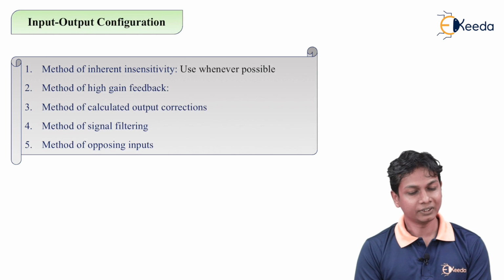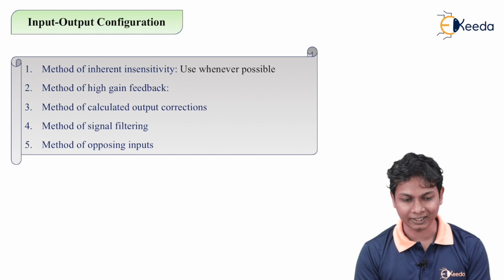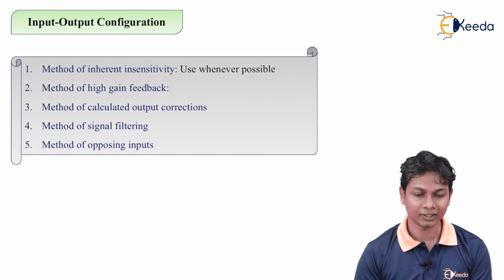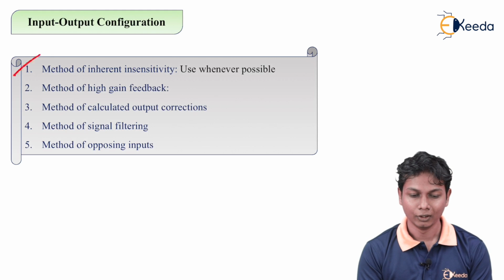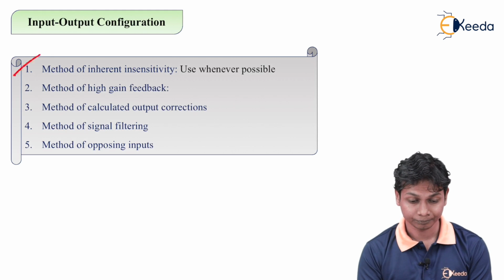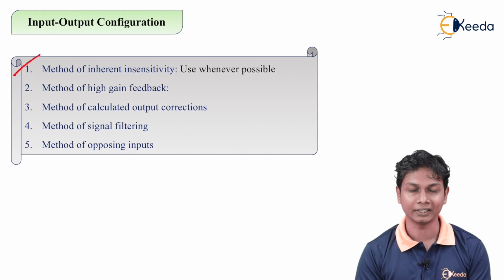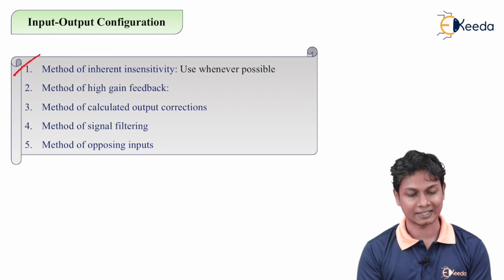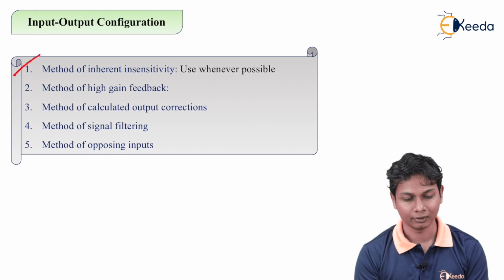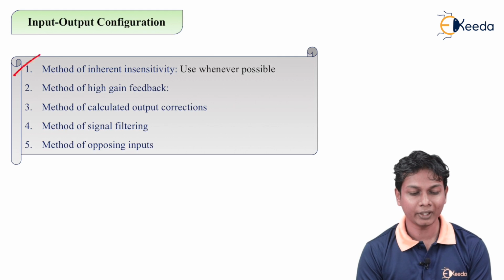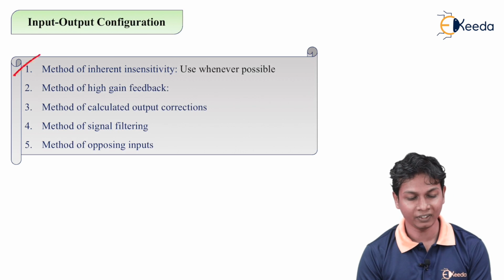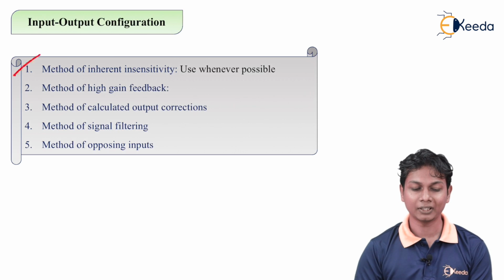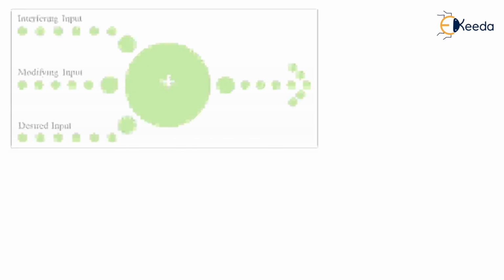Now input and output configuration. For this configuration, various methods are there. First is the method of inherent insensitivity, used wherever it is possible. Second is high gain feedback. Third is calculated output correction. Fourth is the method of signal filtering, and fifth is the method of opposing input.